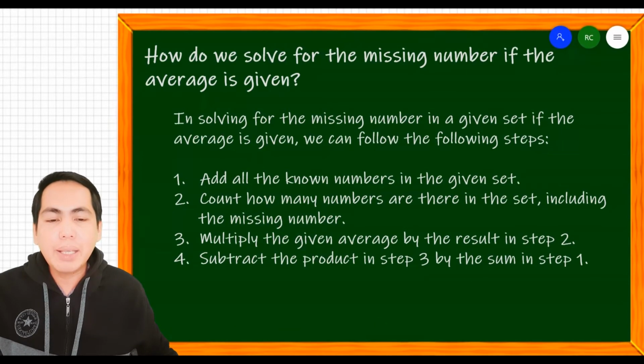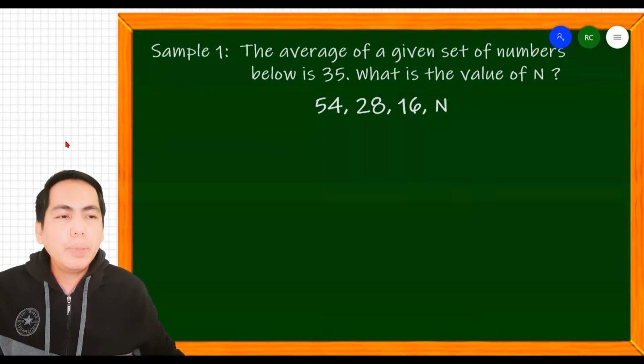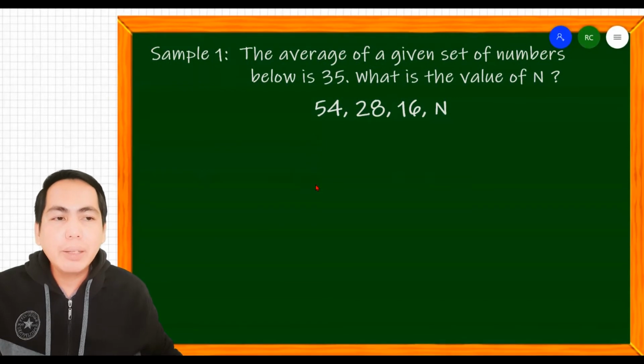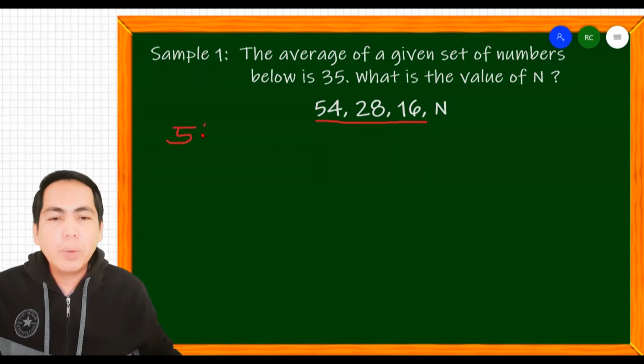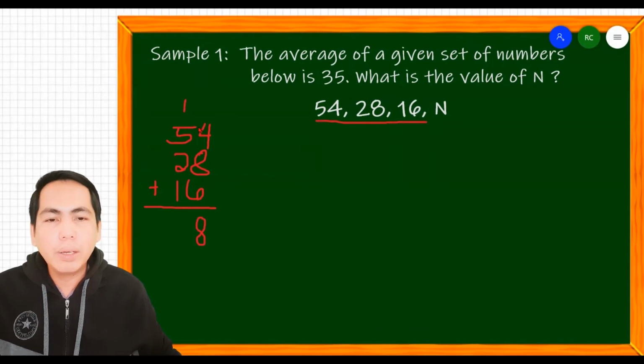So let us have examples. We have here sample number 1. The average of a given set of numbers below is 35. What is the value of n? So first is for us to add all the known numbers. So the known numbers here are 54, 28, and 16. So we are going to add 54, 28, and 16. So 4 plus 8 is 12, plus 6 is 18. 8, regroup 1. 1 plus 5 is 6, plus 2 is 8, plus 1 is 9.